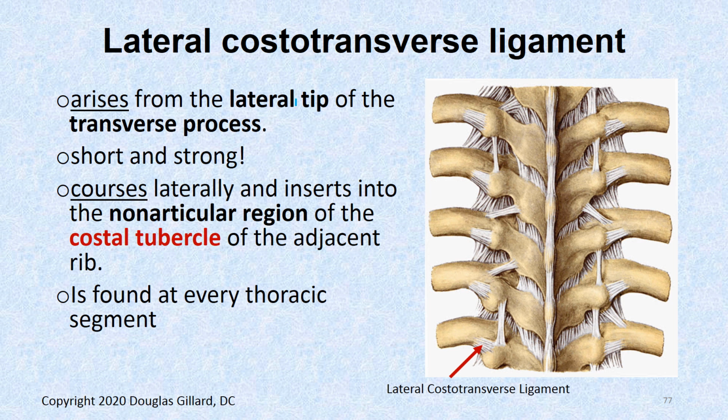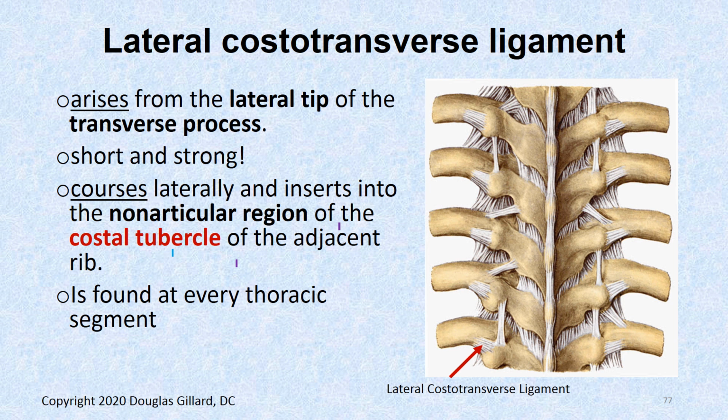So let's talk about this one first. This is the lateral costotransverse ligament. This is the easy one to start with. It simply arises from the lateral tip of adjacent transverse processes. It's short. It's really stubby. And it connects into the costal tubercle on the adjacent rib. It courses laterally and joins the non-articular region of the costal tubercle.